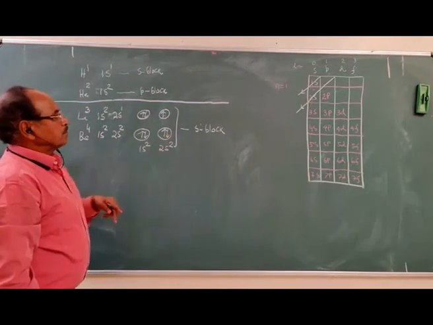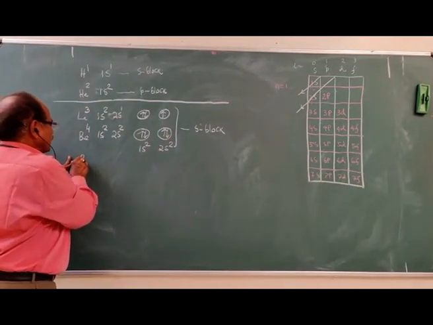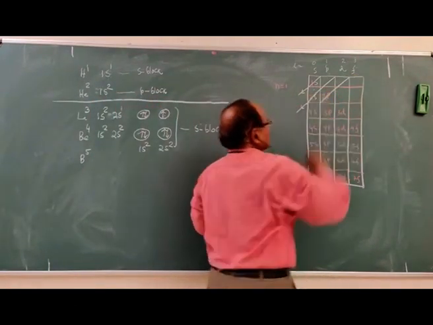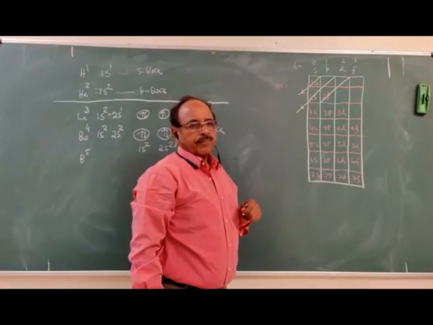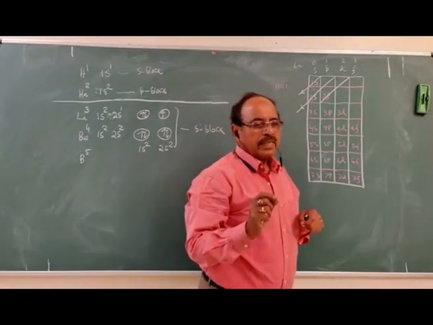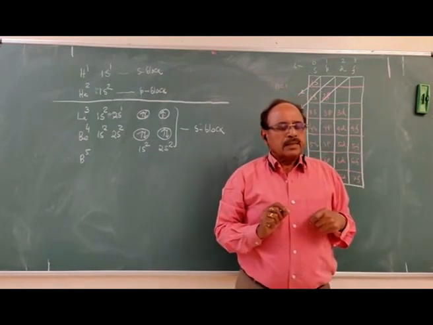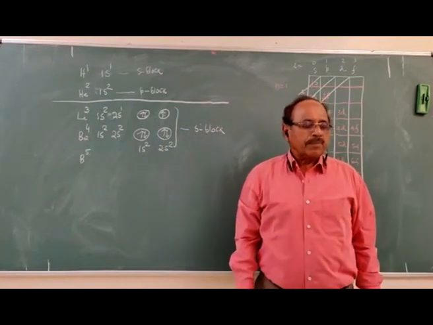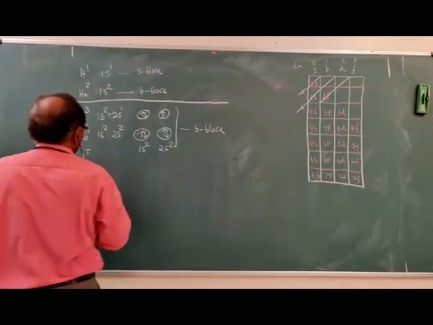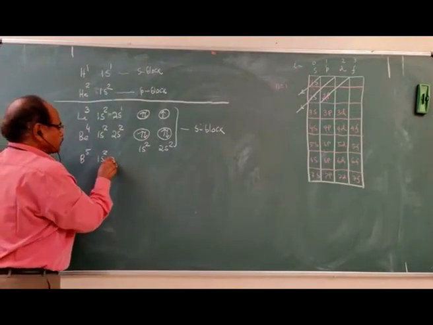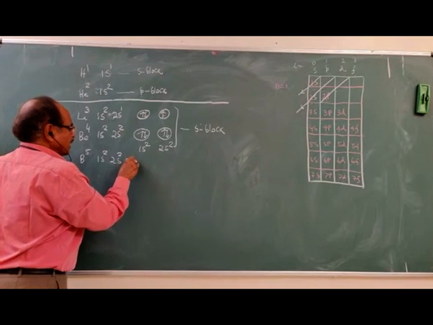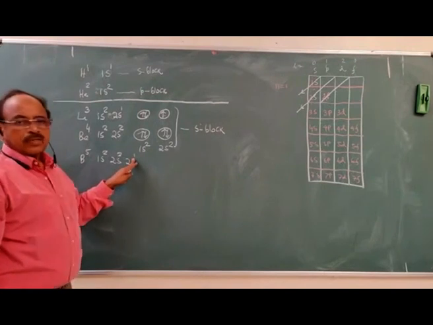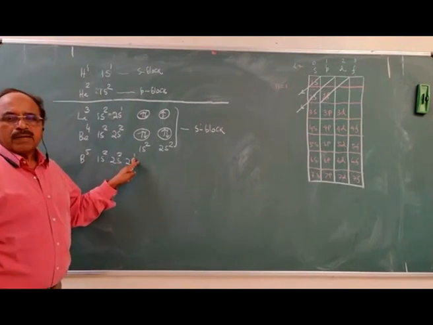Then comes boron, 5. Here the electron now will go to the p orbital. The electrons will fill the 2p orbital. Since the electron is filled into the 2p orbital, it is placed in the p block of the periodic table. So the electron configuration of boron is 1s2, 2s2, 2p1.